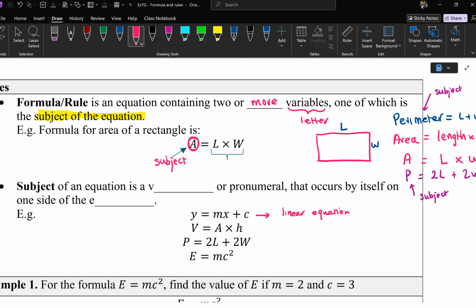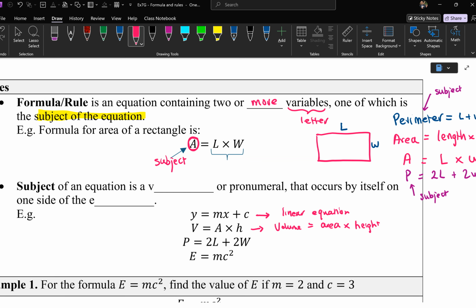Yeah? Next one. What about this formula? V equals A times H. Anyone know what V might stand for? Volume. This is the volume formula, where it's the area of the cross section times the height, which you might know as length times width gives you an area, and then you times by the depth or height.